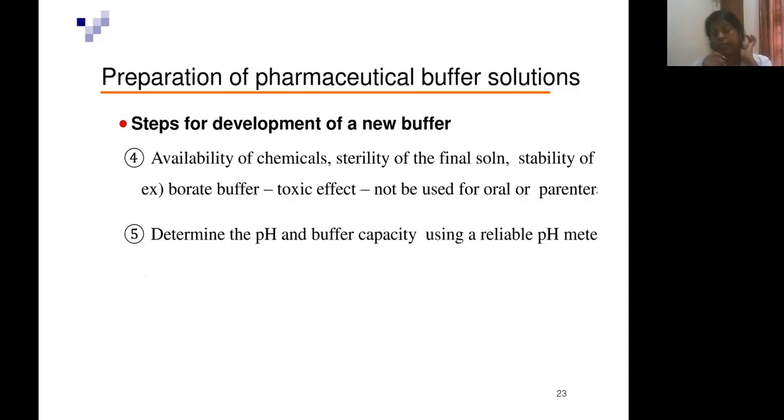Then consider the availability of the chemical, the sterility of the final solution, the stability of the borax buffer, and toxicity effects; it should be determined whether it is to be used for oral or parenteral use. And determine the pH and buffer capacity using reliable pH meters.